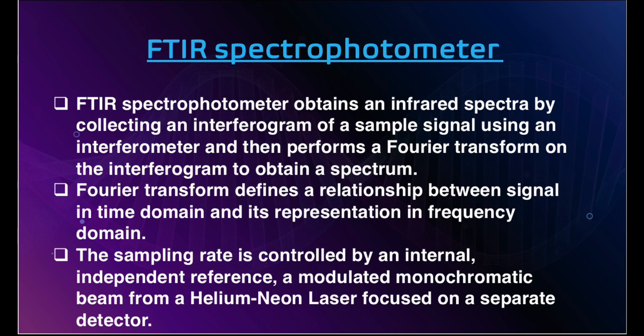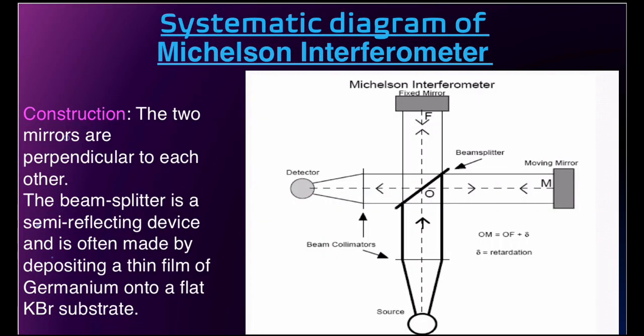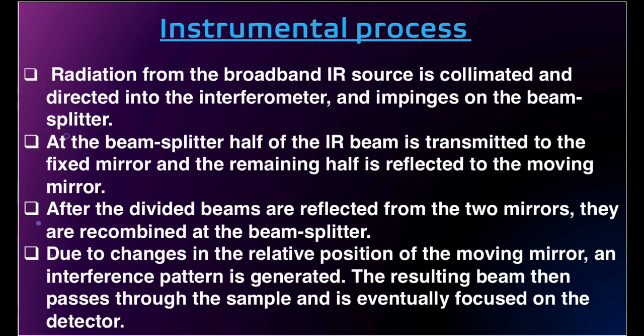The sampling rate is controlled by an internal, independent reference, a modulated monochromatic beam from a helium-neon laser focused on a separate detector. Construction: the two mirrors are perpendicular to each other. The beam splitter is a semi-reflecting device and is often made by deposition of a thin film of germanium onto a flat KBr substrate. Instrumental process: radiation from the broadband IR source is collimated and directed into the interferometer, and impinges on the beam splitter.